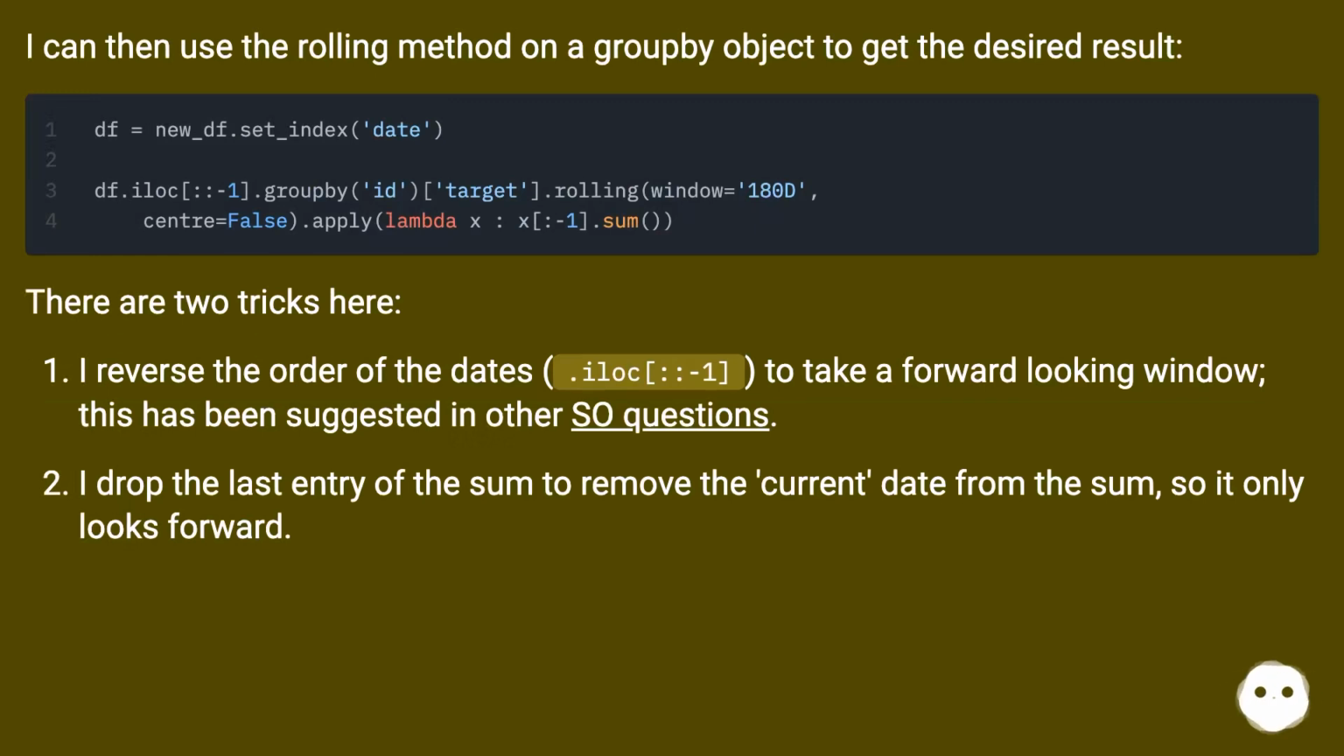There are 2 tricks here. I reverse the order of the dates, iloc, column -1, to take a forward-looking window. This has been suggested in other SO questions. I drop the last entry of the sum to remove the current date from the sum, so it only looks forward.